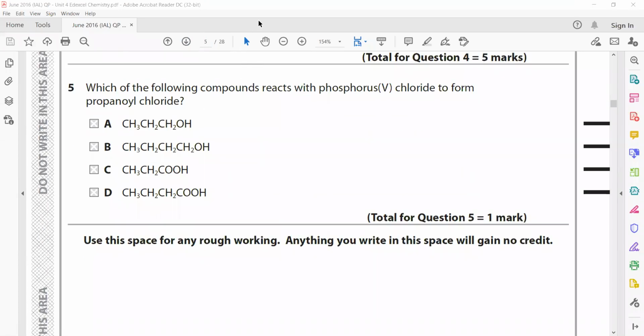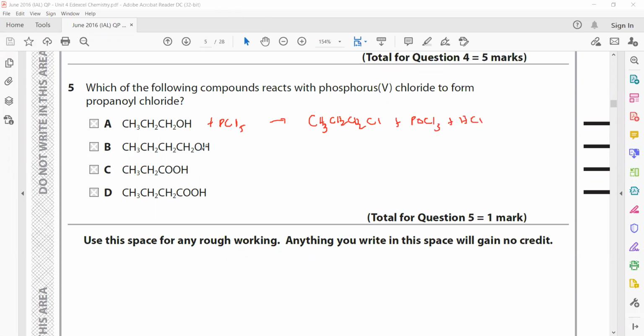Next, which of the following compounds would react with phosphorus pentachloride to form propanoyl chloride? So to form a propanoyl chloride, we add PCl5. If we add PCl5 here, this will result in the formation of CH3CH2CH2Cl, a halogenoalkane, plus POCl3 plus HCl, misty fumes.